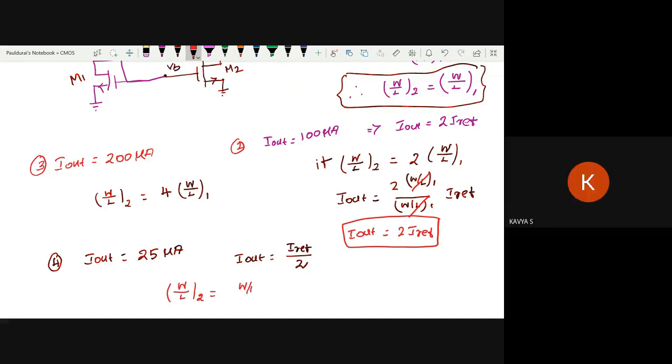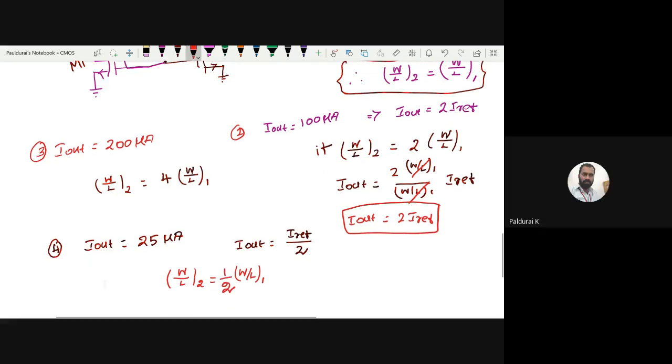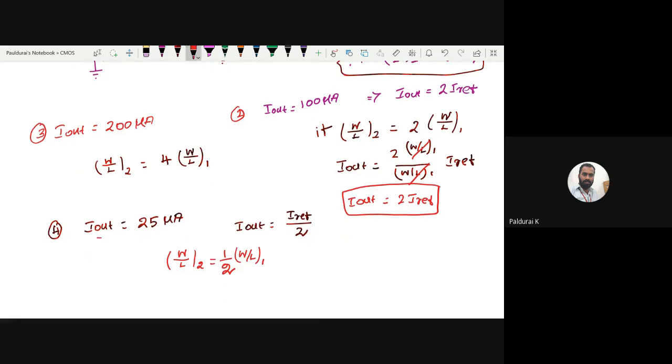Okay. What is the condition? Width to length ratio of second transistor is half, half of the width to length ratio of first transistor. Okay, then you can achieve this. So far, any doubt? No, sir.